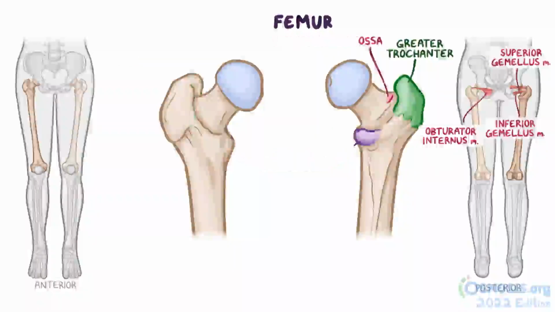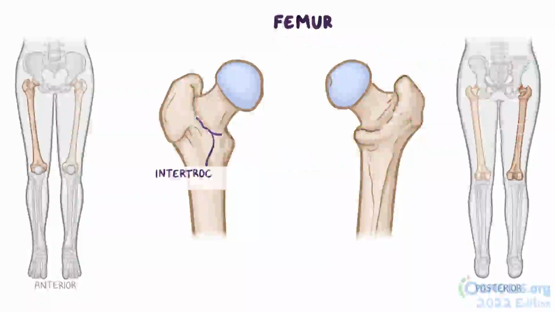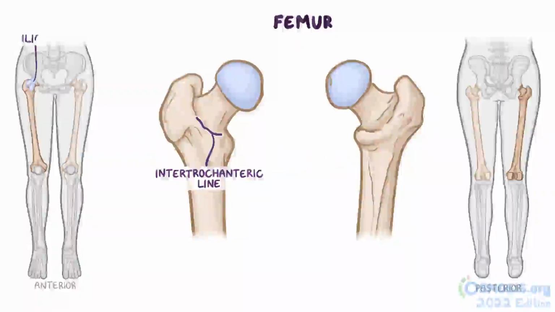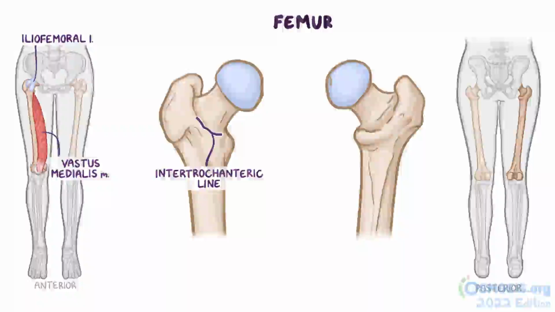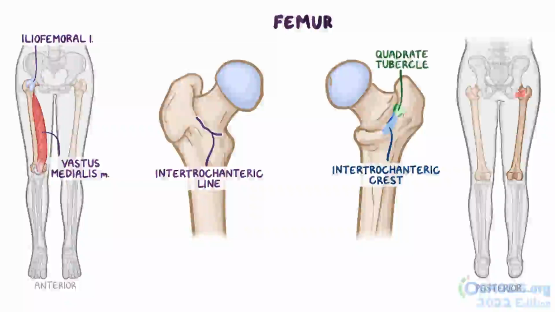Now, running from the greater to lesser trochanter, there's also the intertrochanteric line on the anterior side of the proximal femur, which is where the neck of the femur and femoral shaft join. The iliofemoral ligament, considered the strongest of the human body, attaches above this line, while the upper part of the vastus medialis attaches to the lower part of the intertrochanteric line. Posterior to the trochanters, there's a similar but smoother and more prominent ridge, the intertrochanteric crest, which in turn has a rounded elevation on its upper side called the quadrate tubercle, and the quadratus femoris muscle inserts on both these elements.